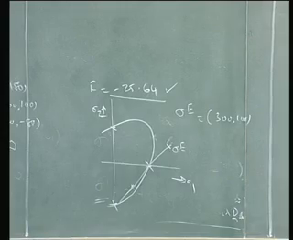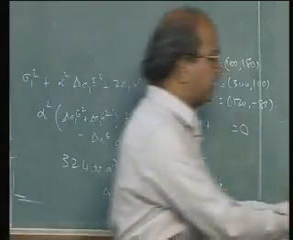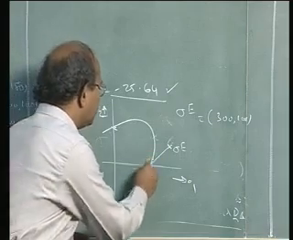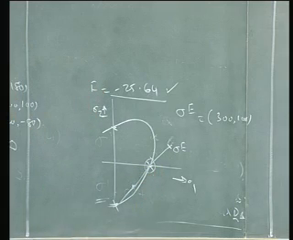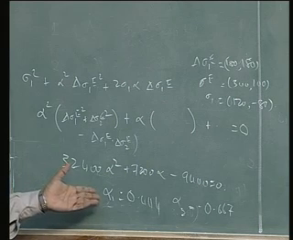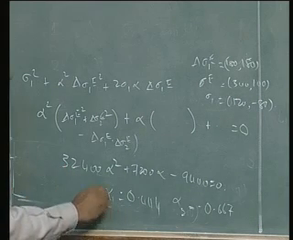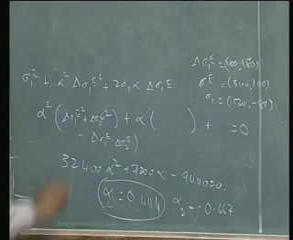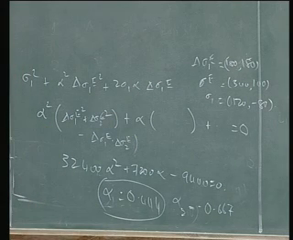Since I am moving in this direction, obviously I need to take only the positive value. So 0.444 is the alpha 1. Is that clear? That is what our current alpha is. So alpha becomes 0.444.